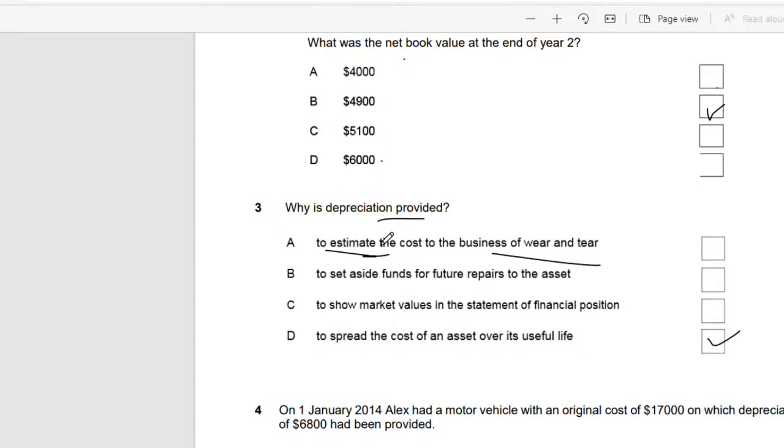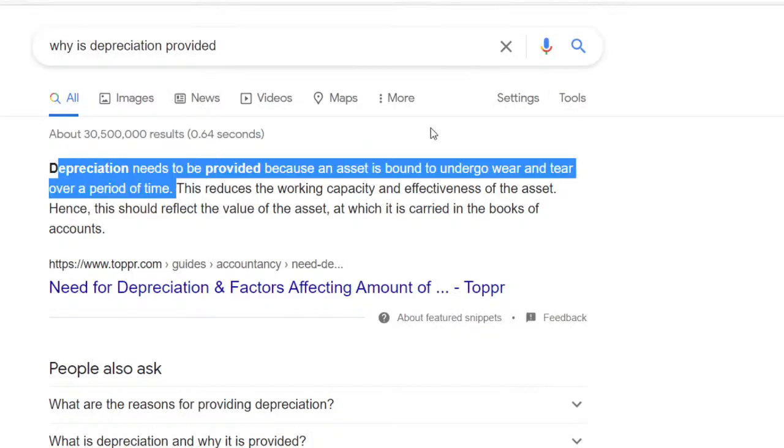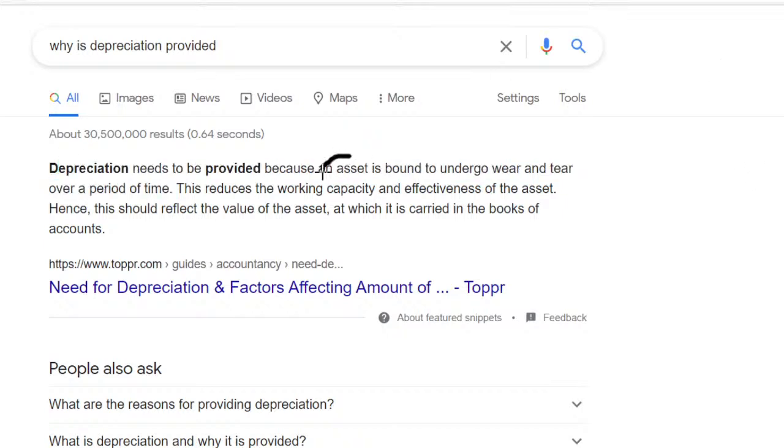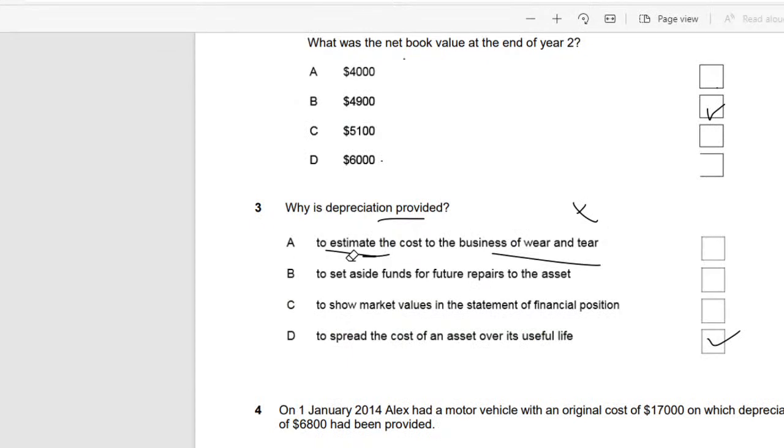But here why it's wrong is because it's not mentioning the asset. The keyword right here is the asset. It's correct, but it needs the asset. If the asset was there, then this would be correct, but this one says the estimated cost of the business. Depreciation is not for the business, it's for the non-current asset. That's where you would have gone wrong.